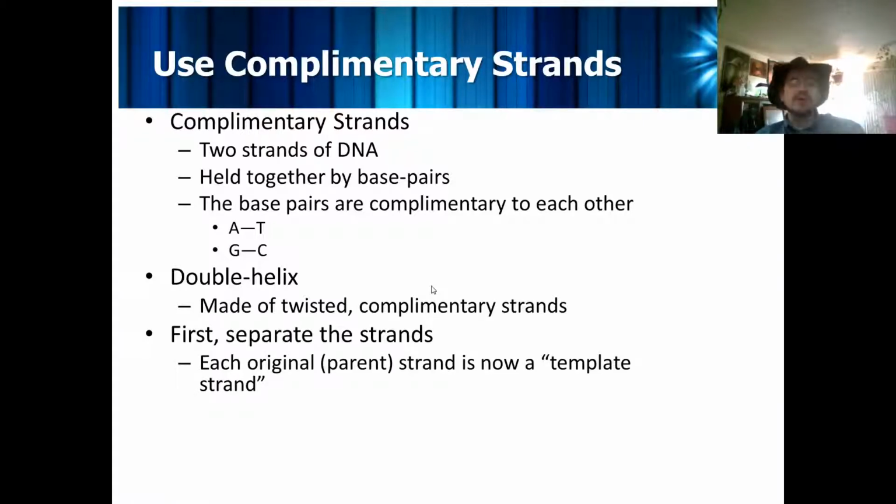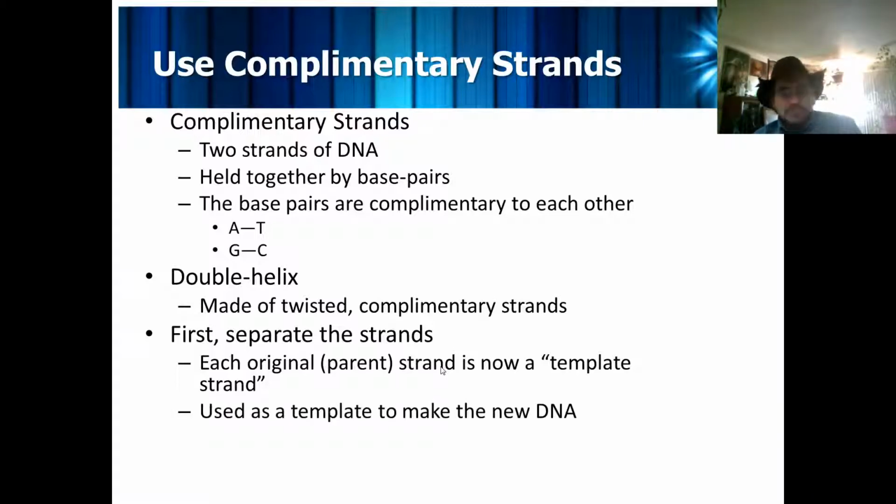And so in order to duplicate our DNA, the very first step of replication is going to be separating the strands. In other words, untwisting the DNA and separating the two strands so that they're available. And each original parent strand, once they've separated out, is going to be called a template strand. So here they are together, and then they separate out, and each one is a template. I'm going to use them as a template to make new DNA.